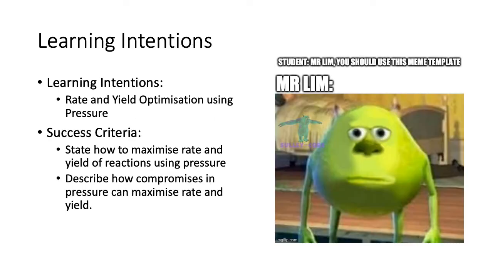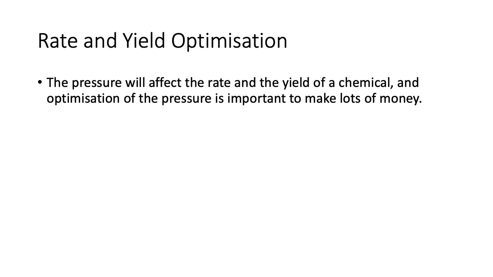Alright, so we're going to be learning about how to use pressure to optimize rate and yield. The pressure will affect the rate and yield of a chemical reaction, and optimization of the pressure is important to make lots of money. Right, so pressure and rate, so let's have a think.